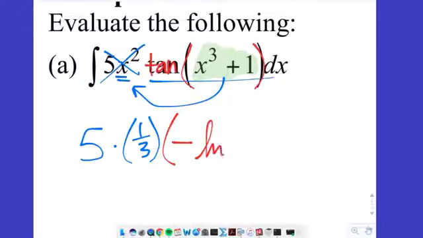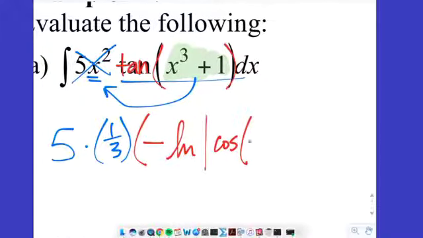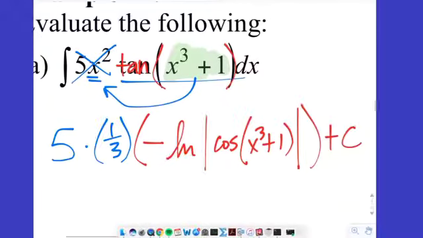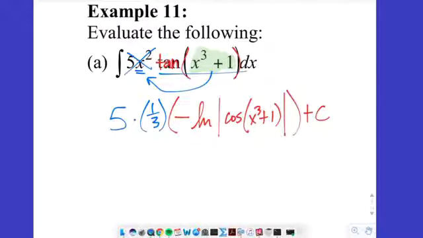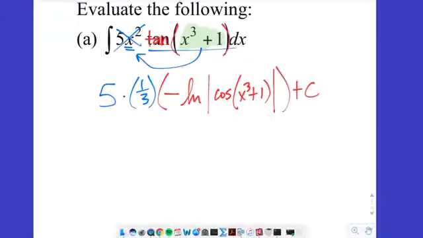Negative natural log, absolute value, cosine of the blob. If it's more than plain old x, it's the blob. And then plus c. See, that's why you need to know what the antiderivative of tangent is. It becomes now a rule of integration. And then, of course, you tidy it up. Negative 5/3 out front, natural log, absolute value of cosine.